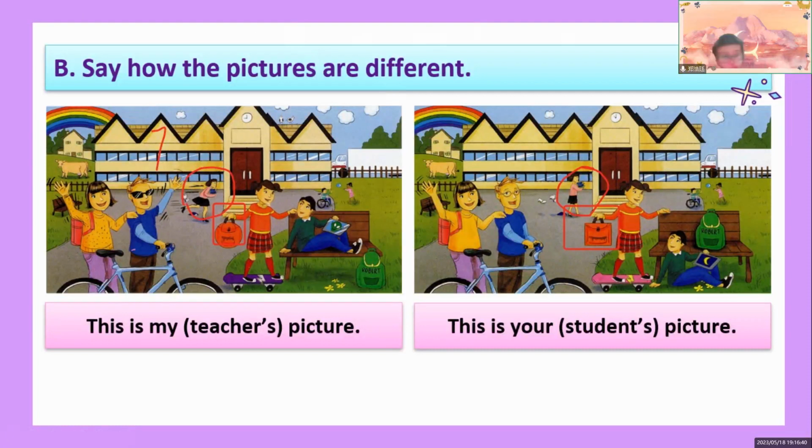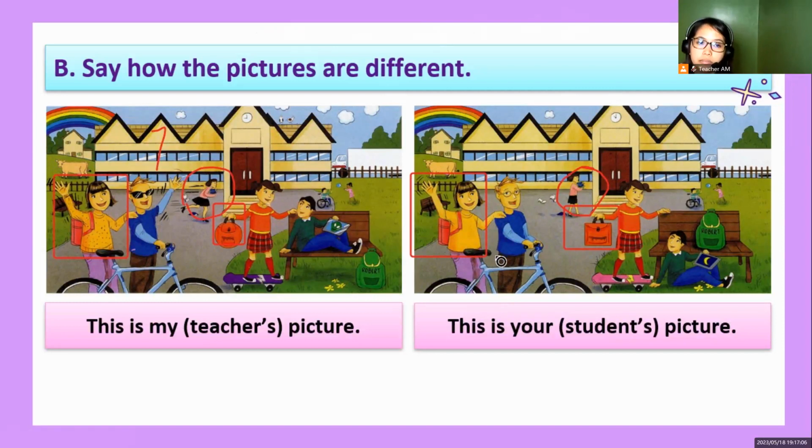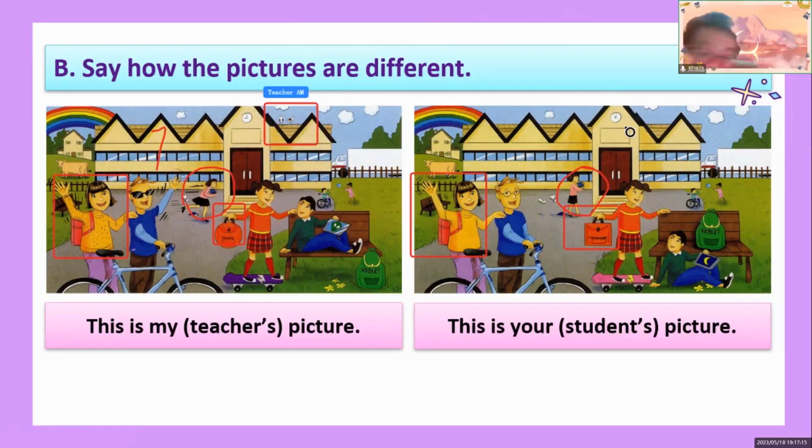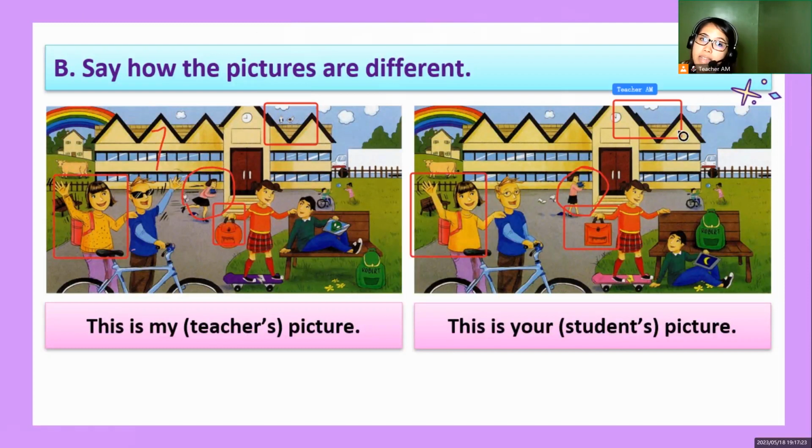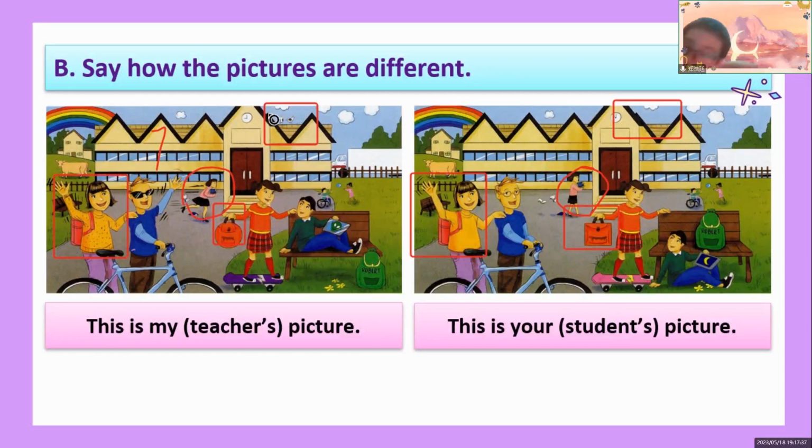The boy has glasses. Okay, here we go. The boy is dirty. The girl is clean. Nice. The bird is on the roof. Okay, you can say the birds are on the roof, but in the second picture, there are no birds. Can you say that again? The birds are on the roof. The birds aren't on the roof. Very good.